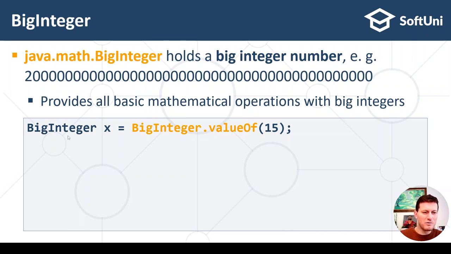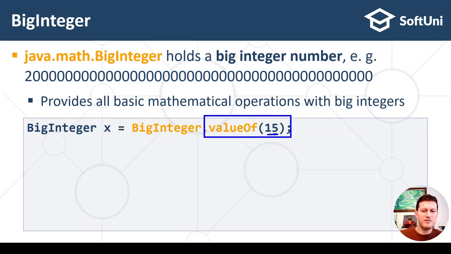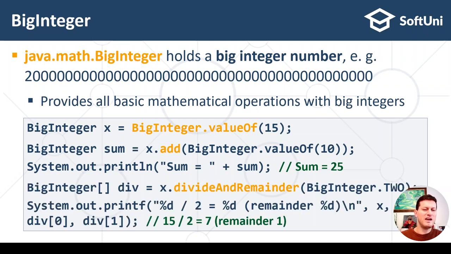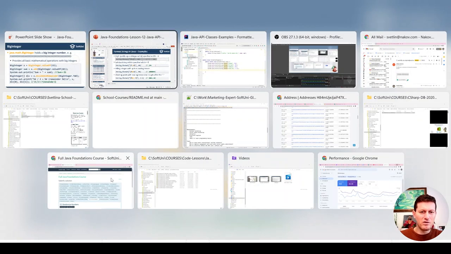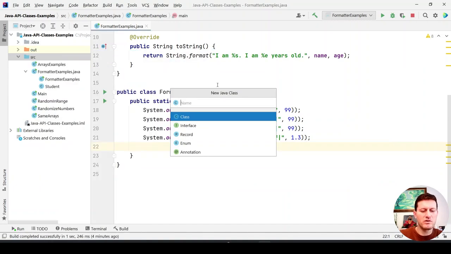So this is how we declare a BigInteger and assign the value of 15. We can later add 10 and print it like this, and we can even divide by 2. If we divide 15 by 2, we'll have 7 as an integral result from the division and a remainder of 1. You know this very well from mathematics. So let me show you how this works. I will create a new Java class called BigNumbers, for example.